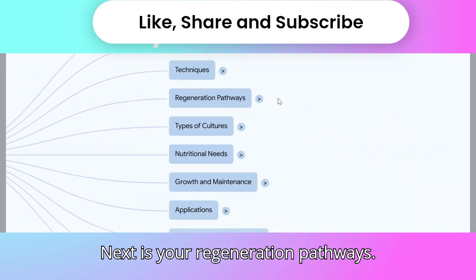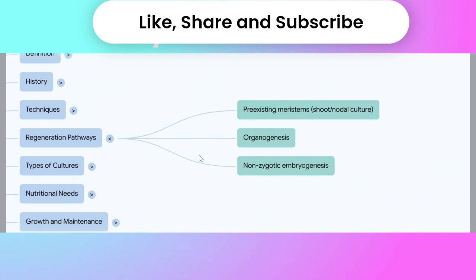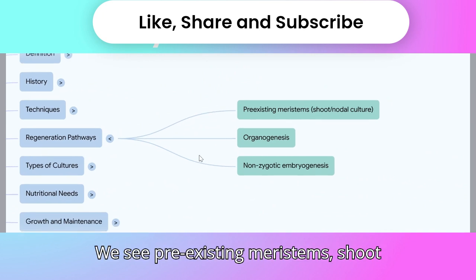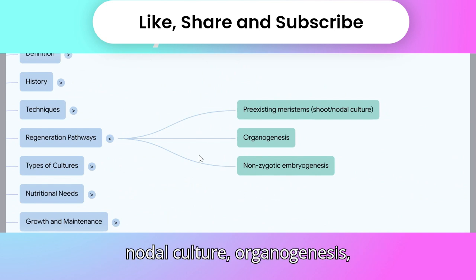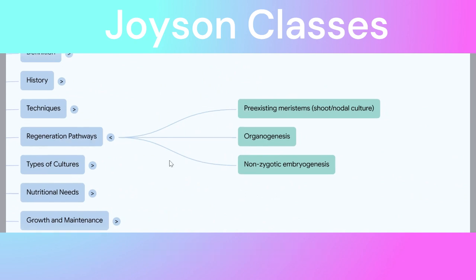Next is regeneration pathways. Regeneration pathways include pre-existing meristems, shoot nodal culture, organogenesis, and non-zygotic embryogenesis.